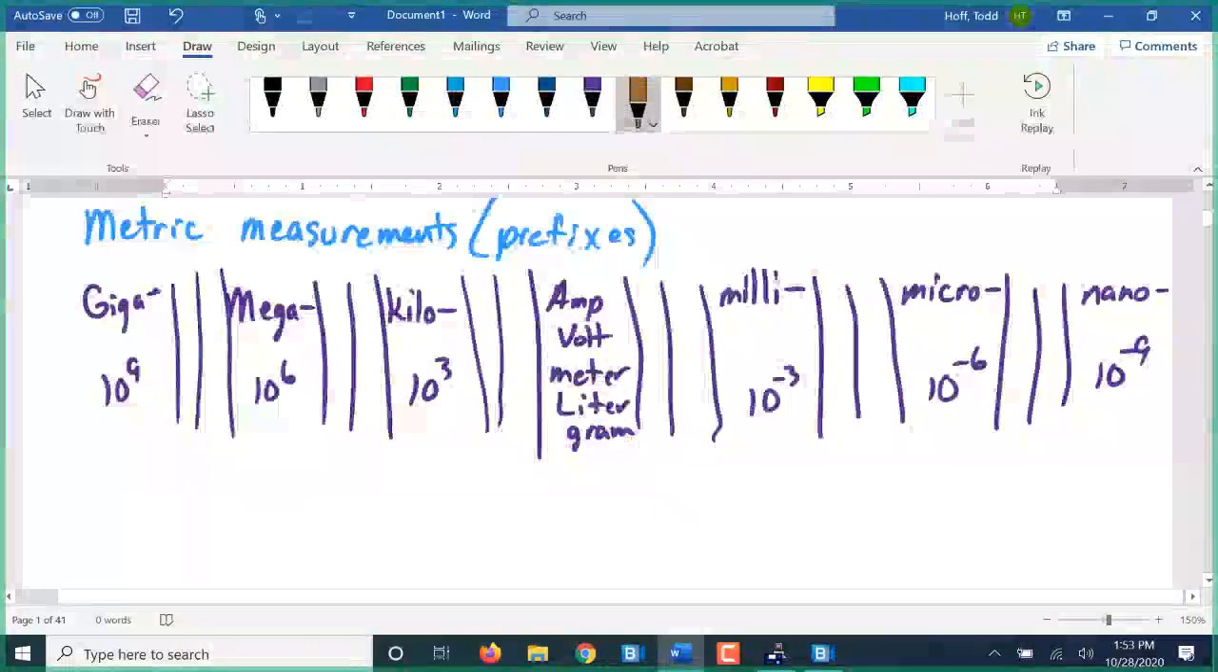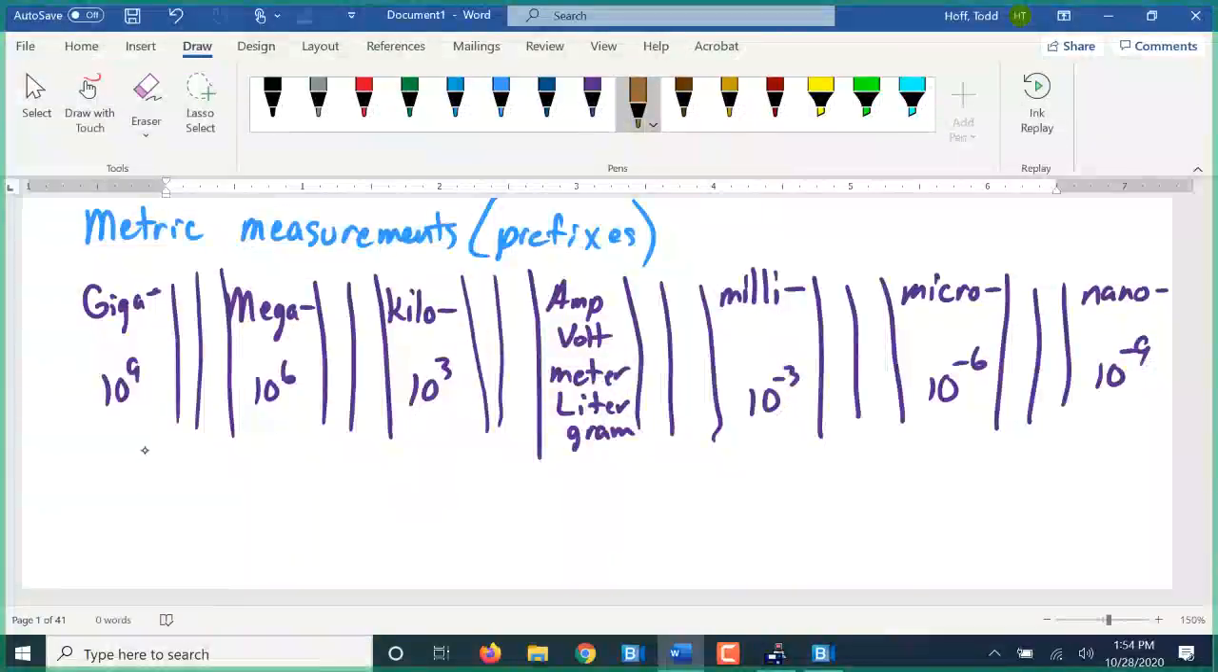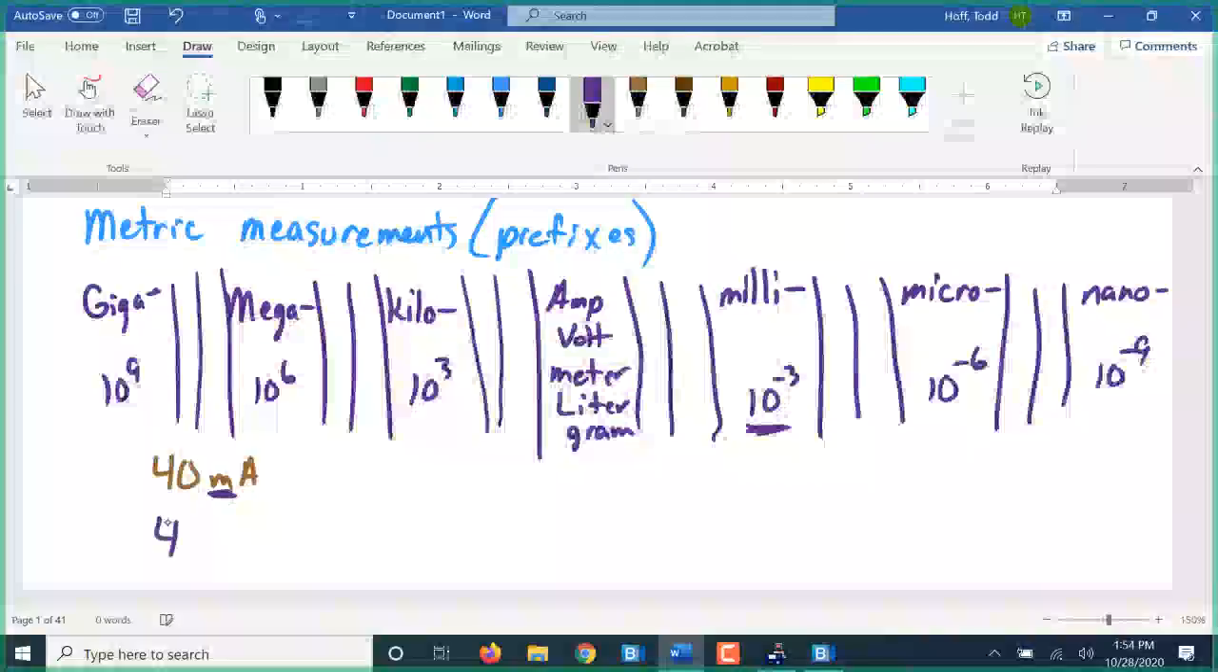Well, why do we care? Well, let's say you're looking at an electrical concept, you might have something that's running 40 milliamps. Well, what does that really mean? Milli is 10 to the negative 3. So that's really 40 times 10 to the negative 3 amps.